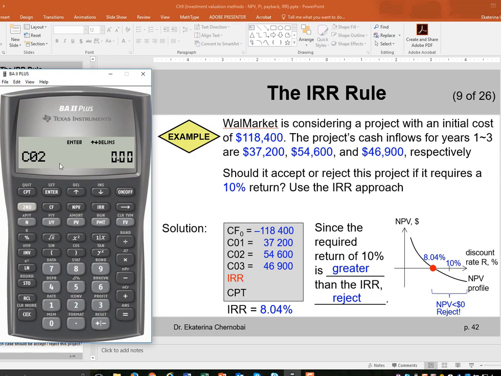Cash flow 02, the second one in the future, that's $54,600. I press 54,600, enter, down, and down again. And the third one, the last one, 46,900, enter, down, and down again. We are done with entering the cash flows. There are no more on the timeline for this project. And now I press two buttons, IRR, compute, 8.04%.